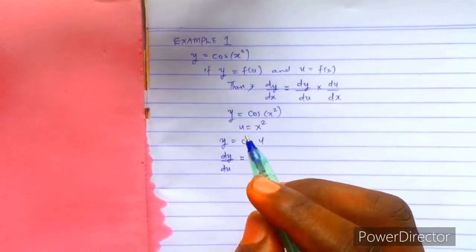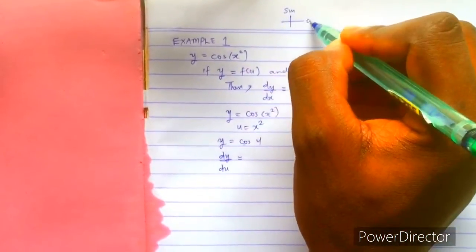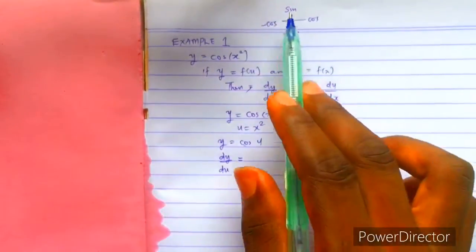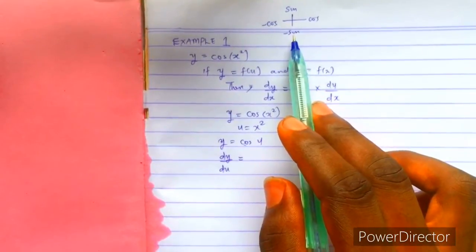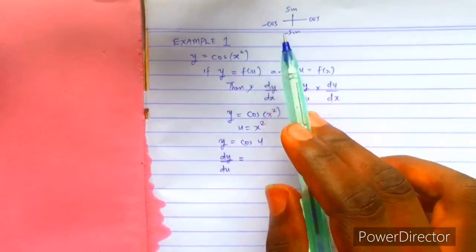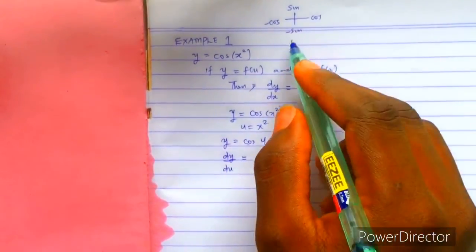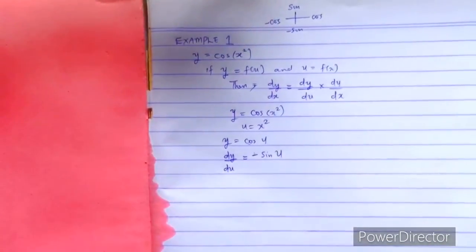In short, I will quickly give us a short cycle. You have sine here, you have cos here, you have minus sine, and you have minus cos. So when you differentiate sine, it gives you cos. When you differentiate cos, it gives you minus sine. And when you differentiate minus sine, it gives you minus cos. Alright, so we have dy/du equals, our cos is minus sine, that will be minus sine u.